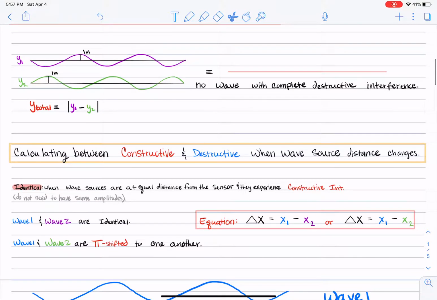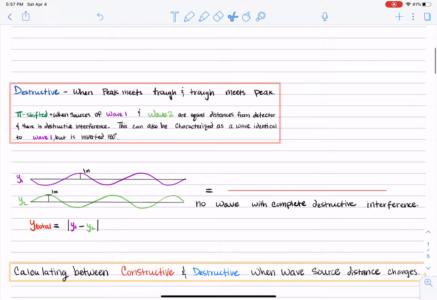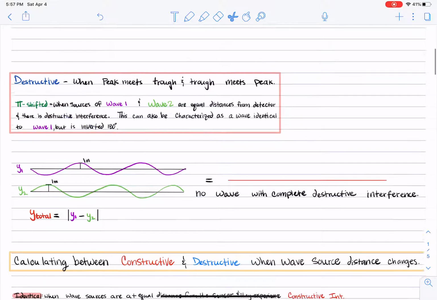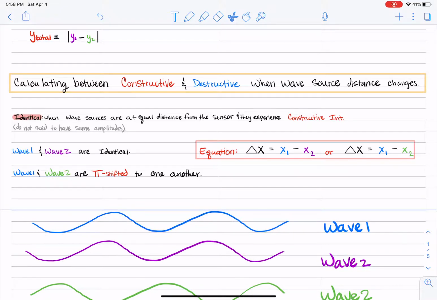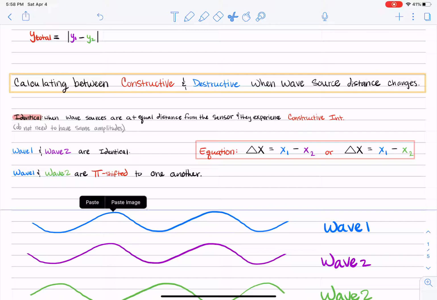So first, we know what a pi-shifted wave is. We understood that. We went over it here. But I want to go over what an identical wave is. An identical wave is basically when you have source equal distance. Again, the two speakers are equal distance from the ear. So when the two sources are equal distance from the detector or the ear, and they come together and they're constructive, these are identical waves. Now, in order for them to be identical, they do not have to have the same amplitudes. In other words, this could be a 2 meter and this could be a 4 meter.